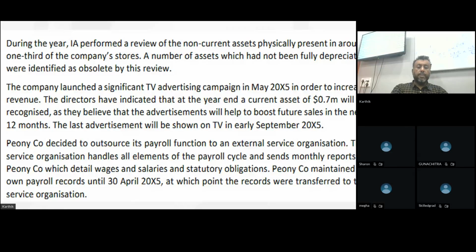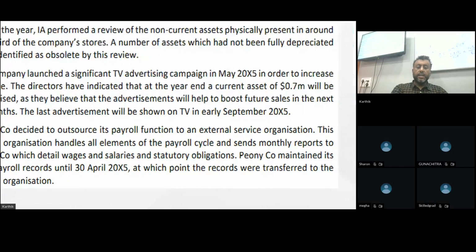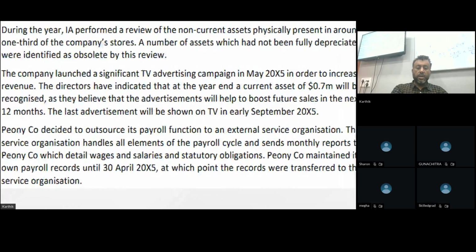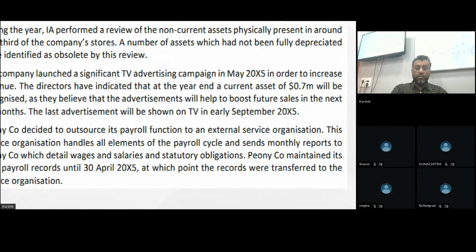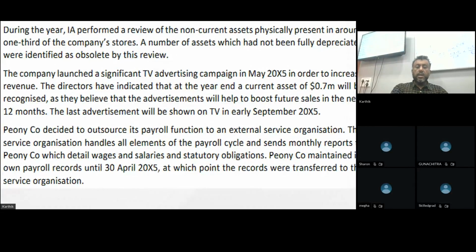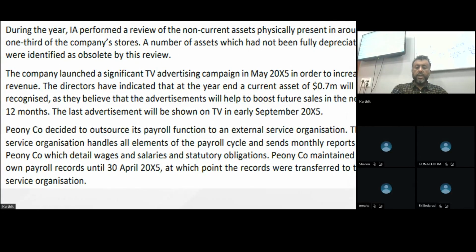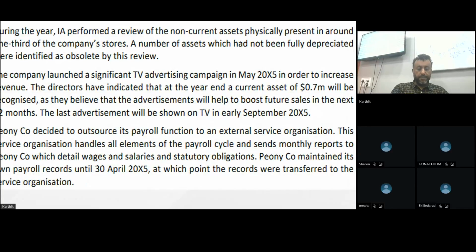The company launched a significant TV advertising program in May 2005 in order to increase revenue. Directors have indicated that at the year end, a current asset of 0.7 million will be recognized, and they believe that the advertisements will help to boost future sales in the next 12 months. The last advertisement will be shown on TV in early September 2005.